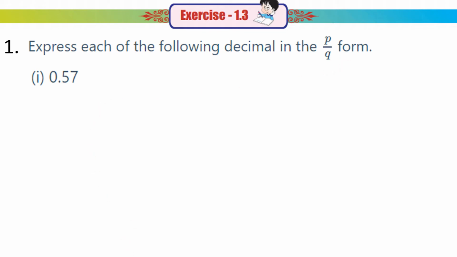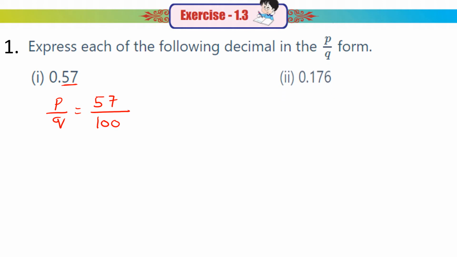Let us see how we can write 0.57 in the P by Q form. P by Q is equal to, first we omit the point, and in the numerator we write the total number, 57. In the denominator, we take how many decimal places there are after the decimal point. There are 2 decimal places, that's why we take 100 here. So in the P by Q form, that is 57 by 100.